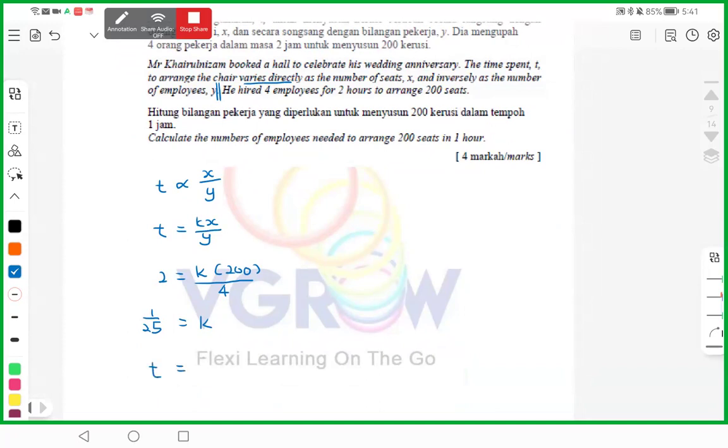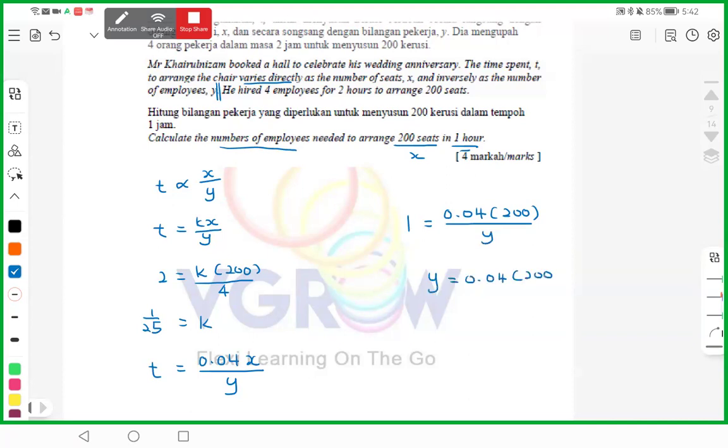So T equal to 0.04x over y. So calculate the number of employees needed to arrange 200 seats. Okay, so T is 1. So k is 0.04 x over y. So change only. So you get 8. Yes, you got it correctly. Well done.